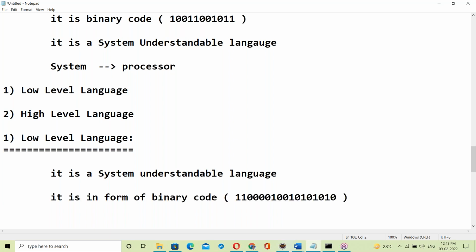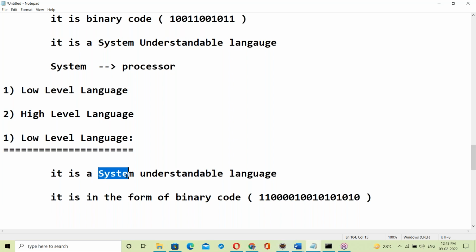Binary format. I'll show binary code also, in Linux I'll show that. When you create an exe file, that exe file contains all the binary codes. I'll show it practically. It is in the form of binary code.